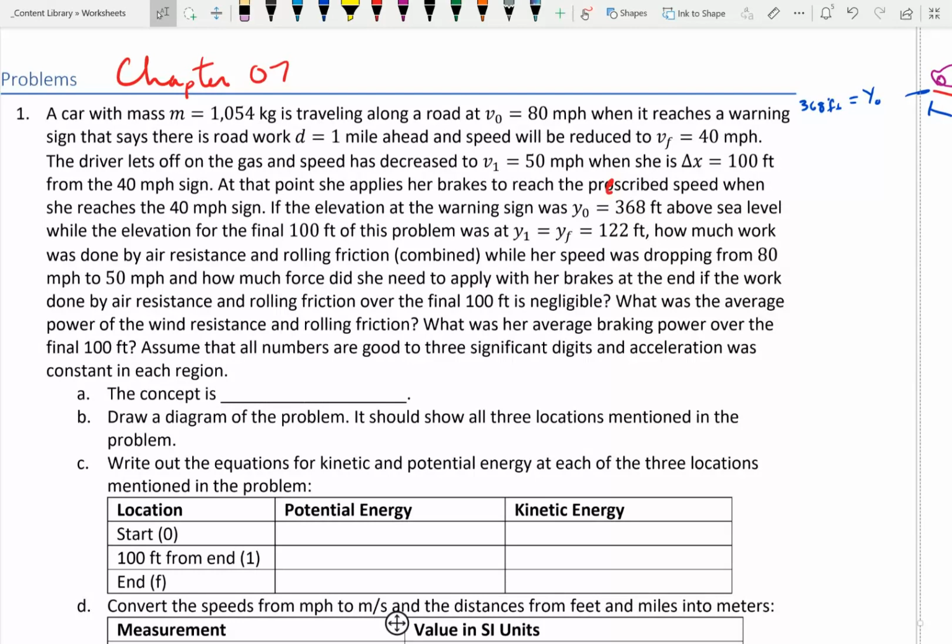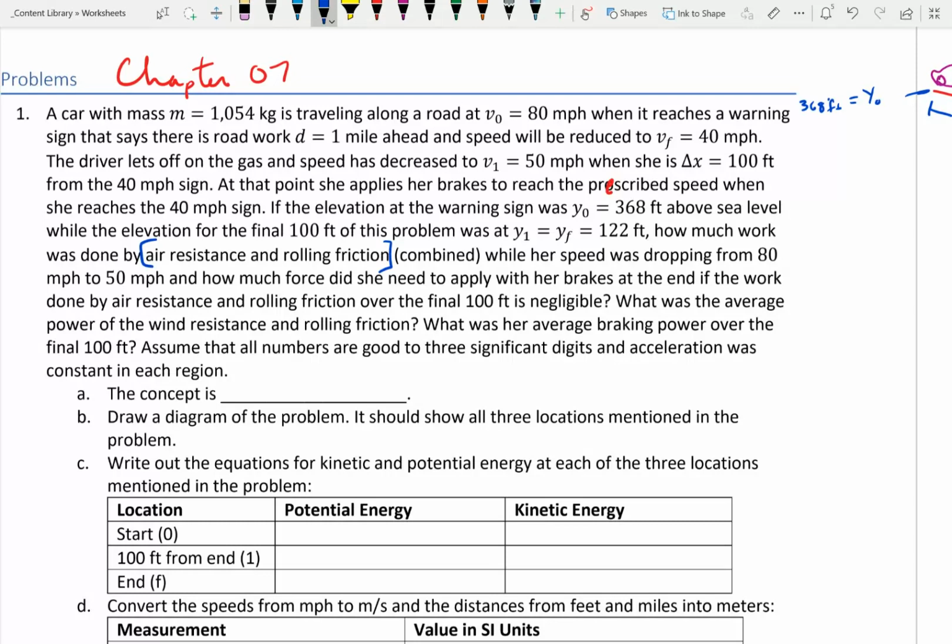If the elevation at the warning sign, the starting point, was 368 feet above sea level, and the elevation over all of the last 100 feet is at 122 feet above sea level, how much work was done by air resistance and rolling friction combined? We're taking those as one thing, not separating them out, while her speed was dropping from 80 miles per hour to 50 miles per hour, and how much force did she need to apply with her brakes at the end if the work done by air resistance and rolling friction over the final 100 feet is negligible?